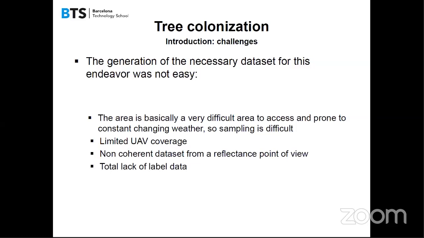We also had limited UAV coverage, and a non-coherent dataset from a reflectance point of view. We didn't collect multispectral images. We didn't have enough satellite data, and we had a total lack of label data. We didn't know what type of datasets we had there.